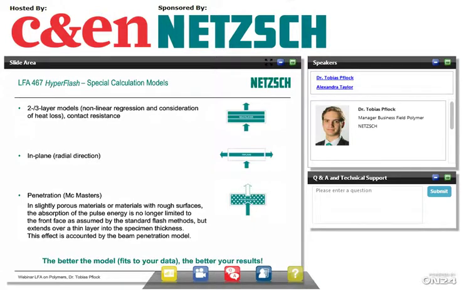The take-home message of all these models is: the better the model fits your data, the better your results. So it makes a lot of sense to select the best model from all of these to get the best results in your laser flash measurement. And as these models are very sophisticated, we can take care of all the different surroundings to provide the best data on thermal diffusivity and to get the most accurate data on thermal conductivity later.